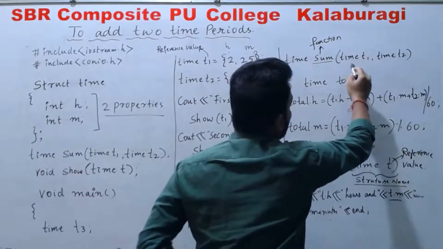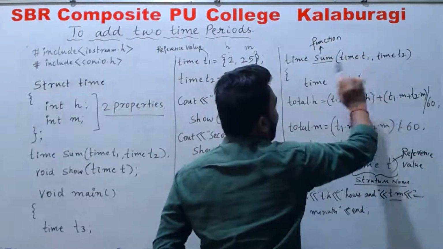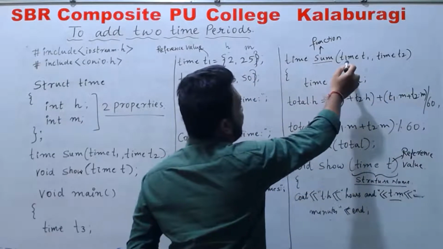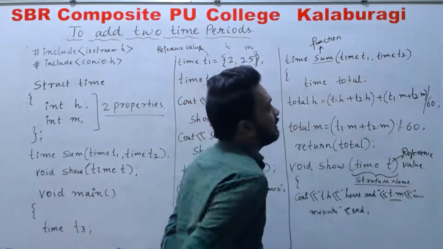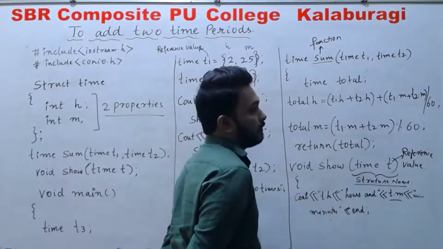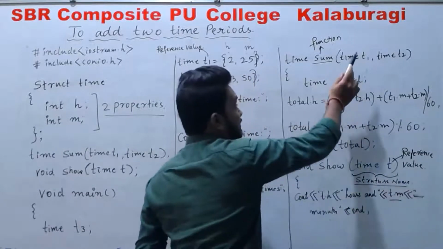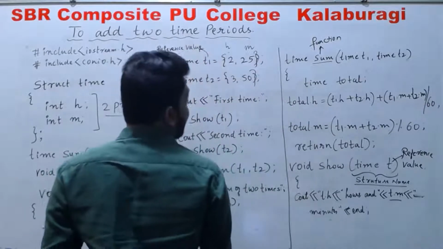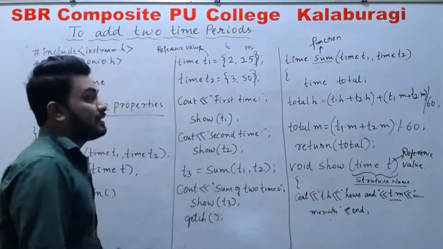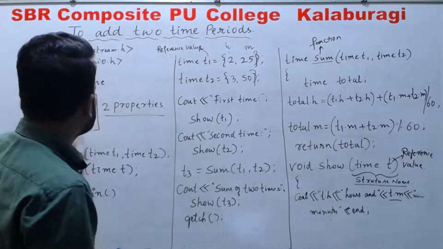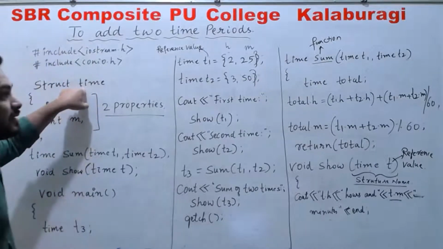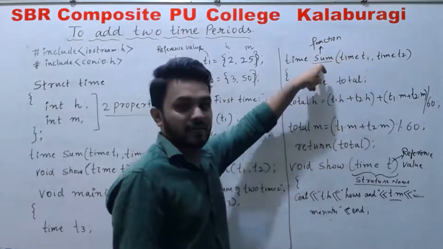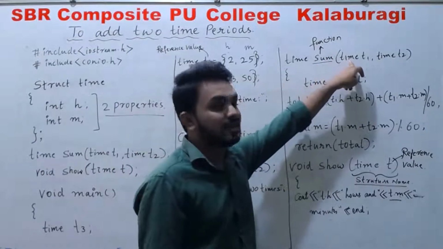Then adding two arguments. See here we are not adding a data type like int, char, float, but we are adding a structure itself. We are passing the arguments as a structure name. What is the structure here? Structure is time. So I am passing time inside a function. It is also a structure.